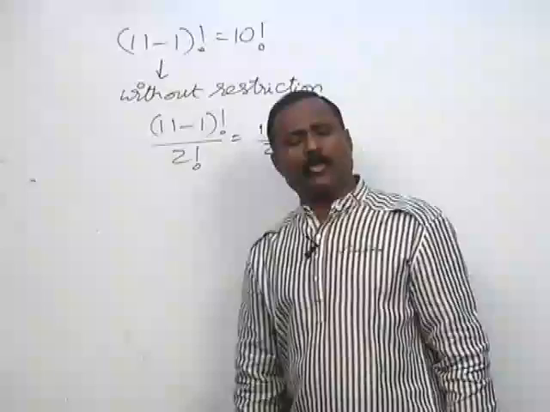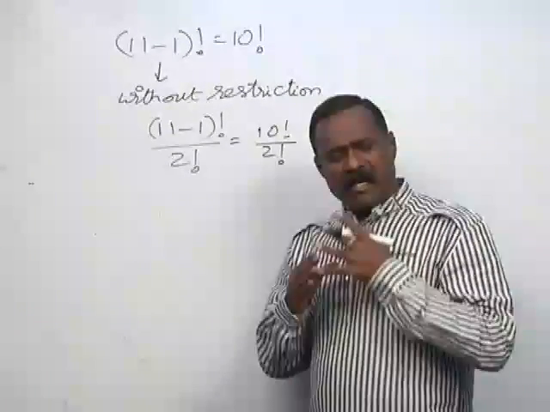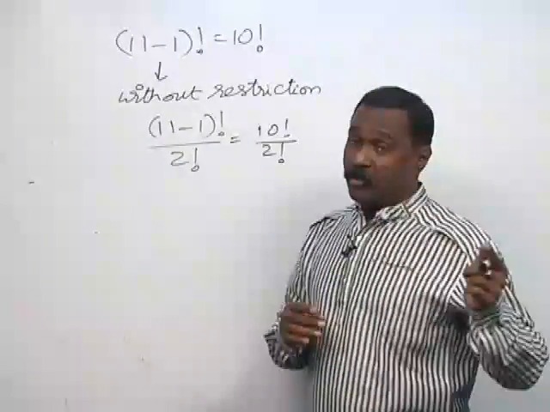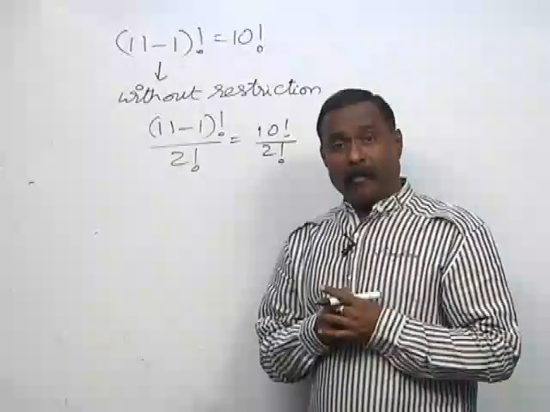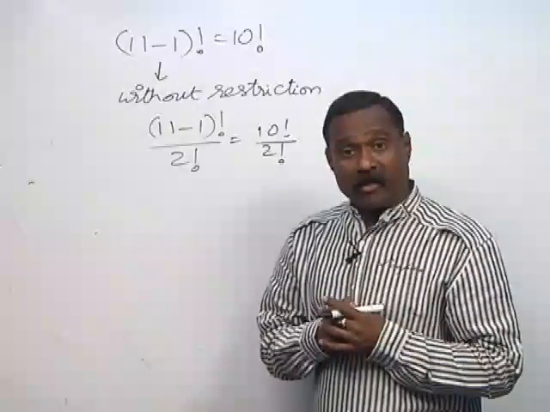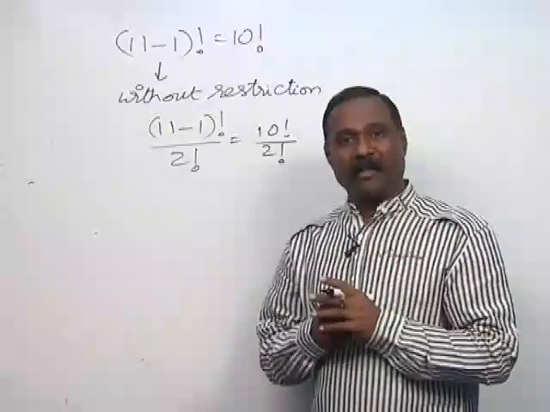Understand the question. Go to the question and understand the question and apply the concepts what you have learned here. There should not be same neighbors means they are treated the same. What are they? Clockwise and anti-clockwise directions are treated the same.